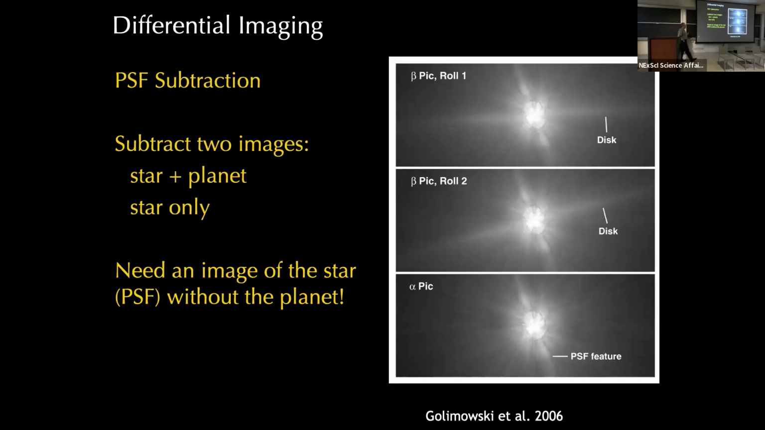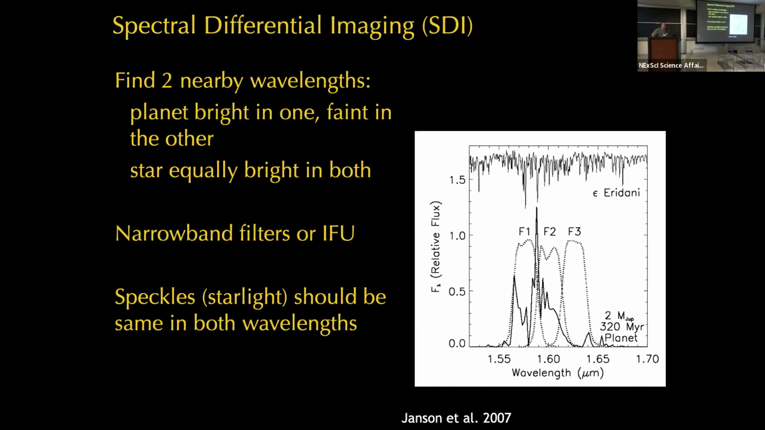Didier Close showed a really nice disk image of Beta Pictoris on the first day of this conference. That wonderful disk image came through this wonderful trick of differential imaging. So, different flavors of differential imaging. I'm going to go through three of them. One of them is called spectral differential imaging, or SDI.